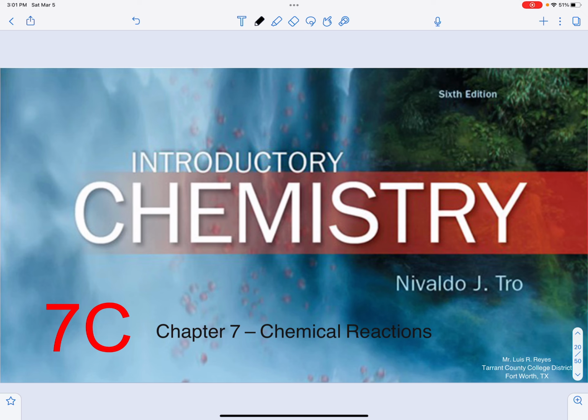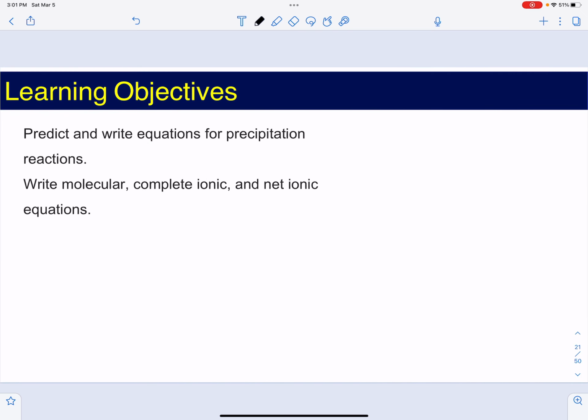If you notice on part 7a, you were writing balanced equations when you were given the whole reaction in a paragraph. Now, you will only be given the reactants, and you're going to have to be able to predict what the products are going to be. But that's really easy. So follow me, and I will show you how easy that is. So these are the objectives we're going to cover now.